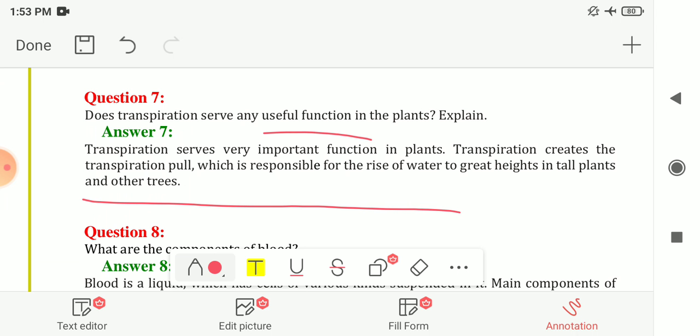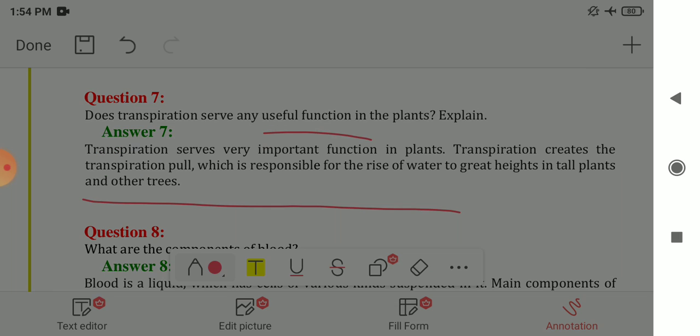and the other trees. We know that in tall plants or tall trees, it is necessary to reach the water up to a great height. So this transpiration process performs very important functions in the plants. Because of this process, the suction pull or transpiration pull is created, and because of it the water absorbed by the roots can reach the different parts of the plants. So this is a very important process for the transportation of water to the different parts of the plants from the roots.